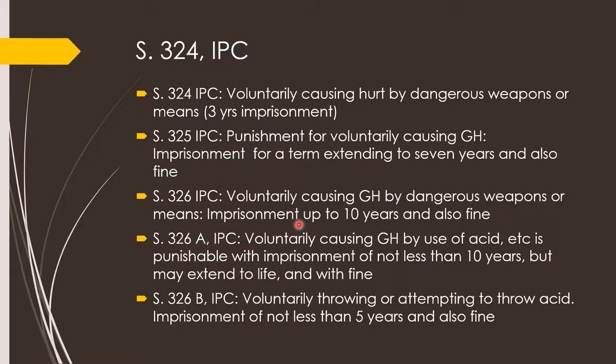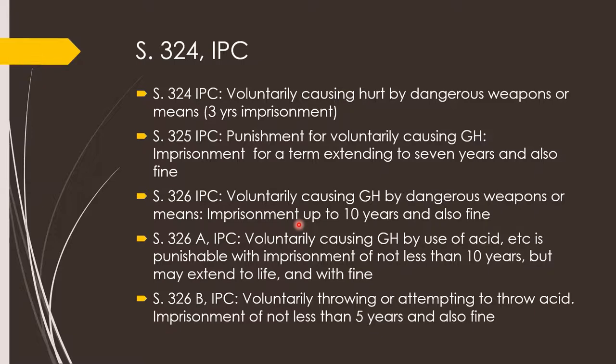Section 324 IPC is voluntarily causing hurt by dangerous weapon or means. That is, the punishment is 3 years imprisonment. Then Section 325 IPC is punishment for voluntarily causing grievous hurt. The punishment is imprisonment extending to a term of 7 years and also fine. Section 326 IPC is voluntarily causing grievous hurt by dangerous weapon or means. That is imprisonment up to 10 years and also fine.